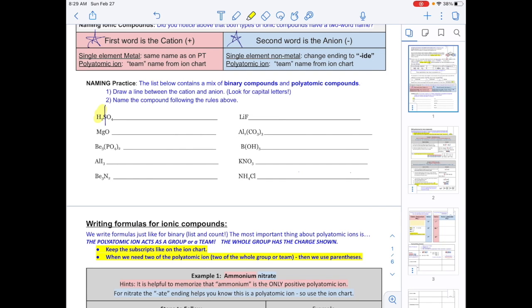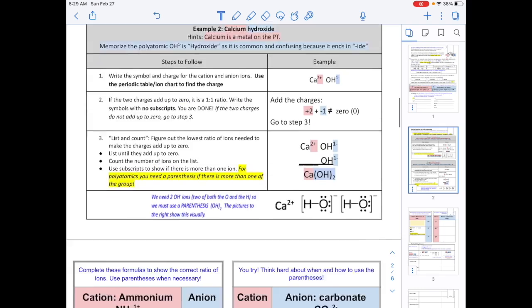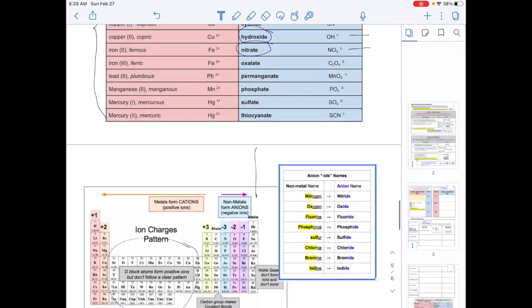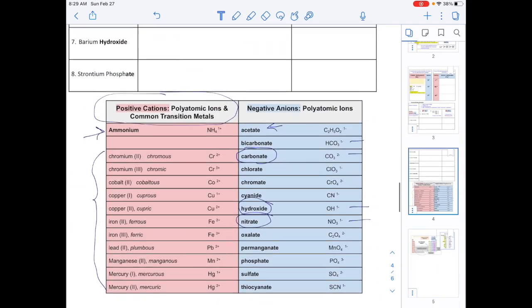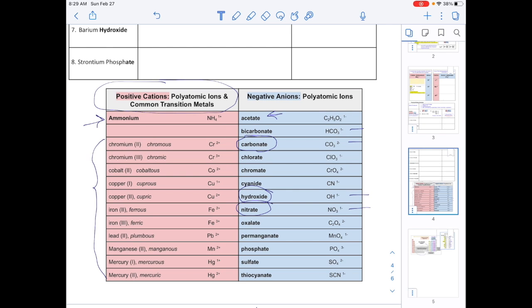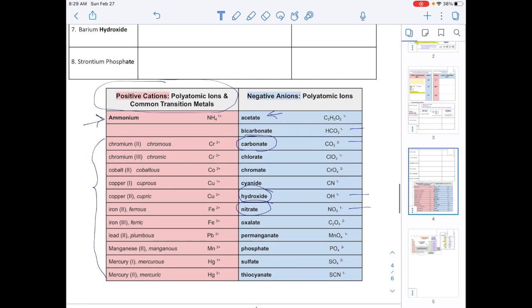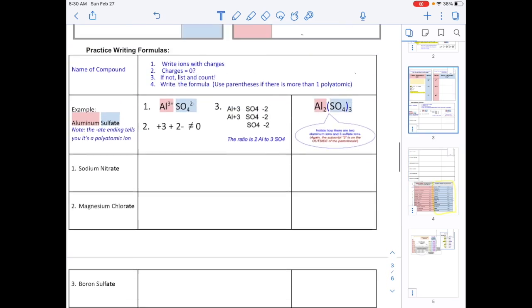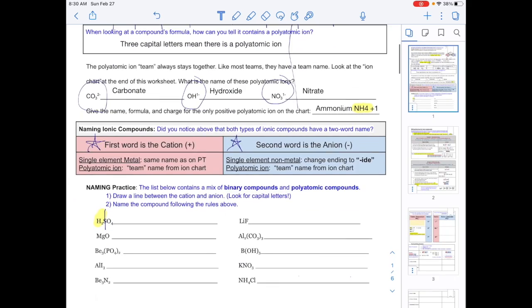So I'm going to look down at the charts, and I know H is hydrogen, and now I'm going to look for SO4 on the right side because it's the second one, it's the negative one. And I look down the list, SO4 way down here, that's sulfate. So it's going to be called hydrogen sulfate.